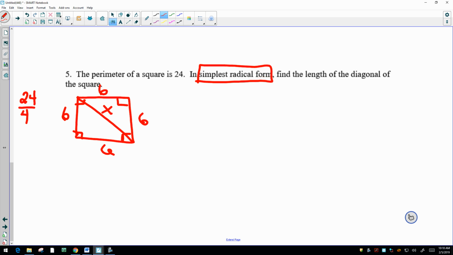A squared plus b squared equals c squared. Okay. And again, I just need to know which one's your c squared. The x. Okay, so we have 6 squared plus 6 squared equals x squared. And 6 squared is 36.